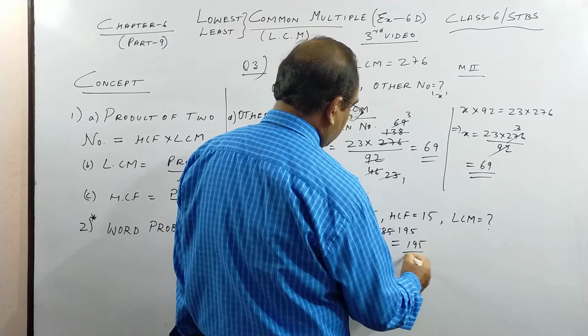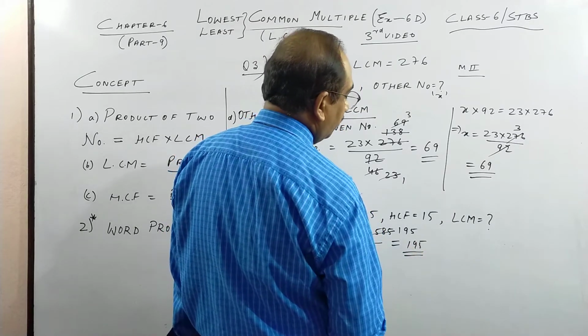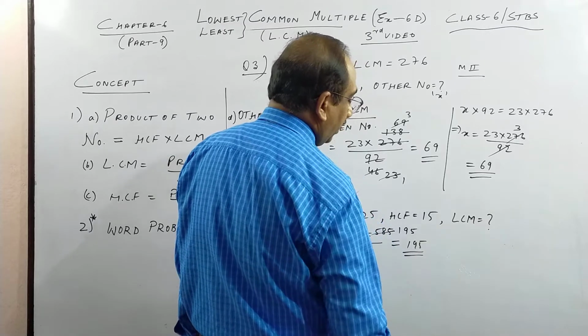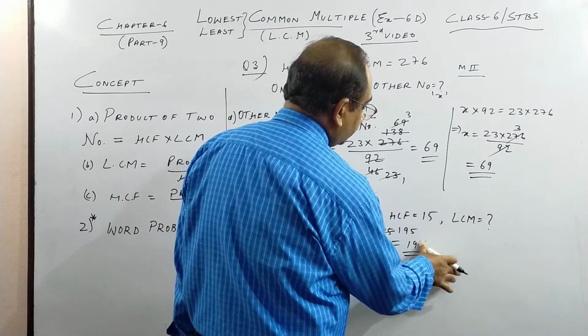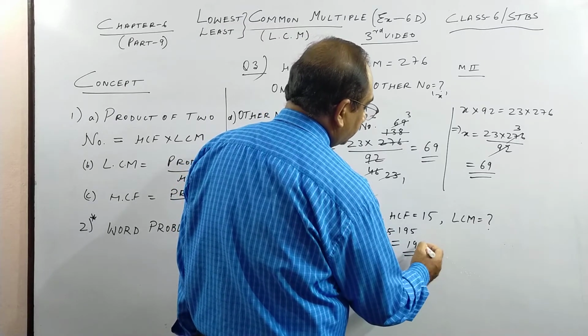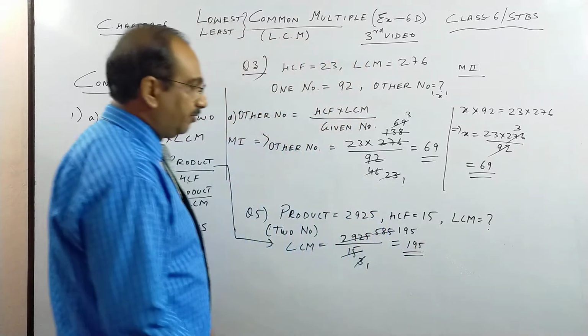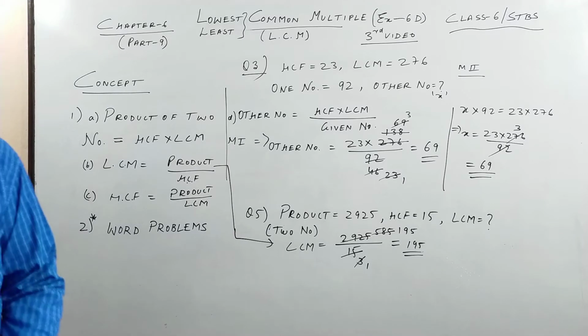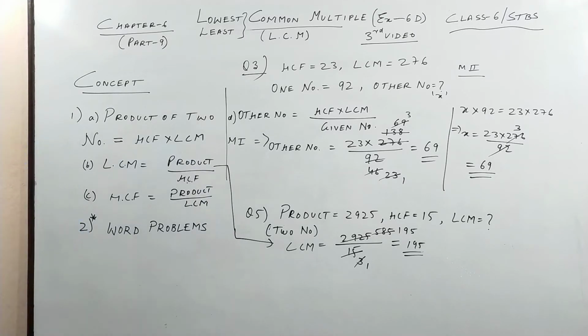So you get the LCM of two numbers as 195. Okay, so we get here 195. So kindly pause the video and copy. Then we move on to other questions.